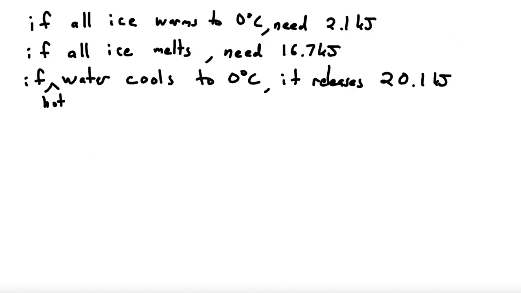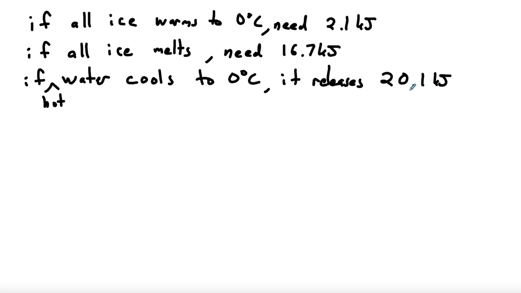Okay, so I've just copied down what we've done on the previous few slides here. If we want all the ice to warm up to 0 degrees C, we need to supply 2.1 kilojoules. If all the ice melts, we're going to need 16.7 kilojoules on top of this. So first we heat the ice up and then we melt it. And on the other hand, if the hot water cools all the way down to 0, it's going to release 20.1 kilojoules.